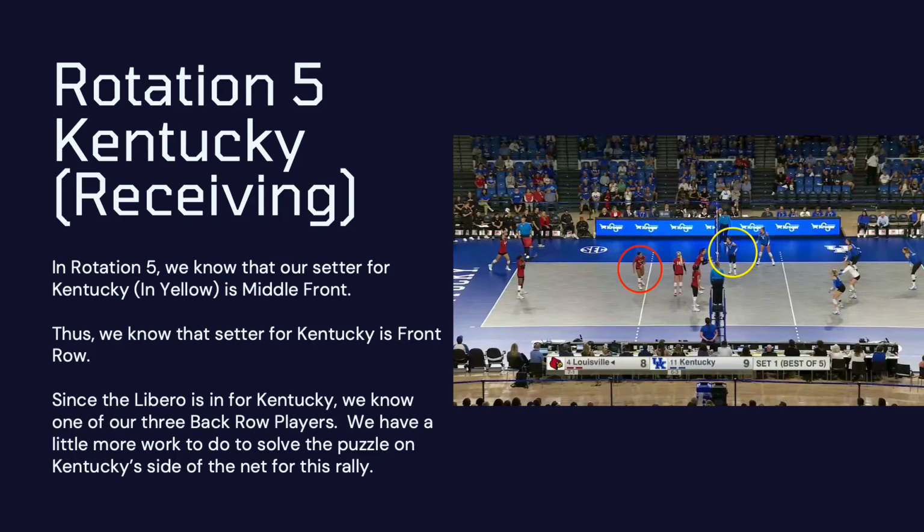Similar to rotation 4, rotation 5 has our setter as a front row player. In this case, our setter in rotation 5 is our middle front. She is circled in yellow. Our libero is still in the match. And since our libero is in for Kentucky, we at least know 1 of our 3 back row players. But since our setter is front row, we got a little bit more work to do to solve the puzzle on Kentucky's side of the net of our remaining 2 back row players.